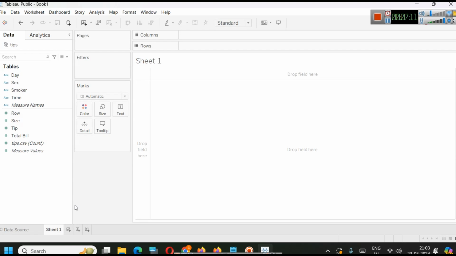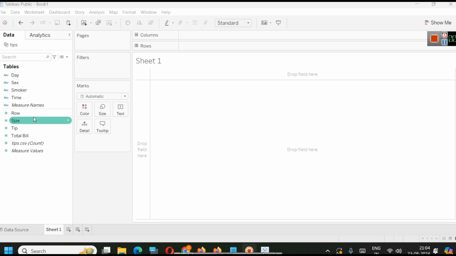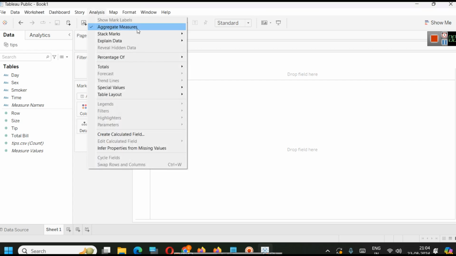Now, in order to show the relationship between two measures, this is a very important thing. What you have to keep in mind is that Tableau, by default, does aggregate measures. You can see Aggregate Measures is checked here.